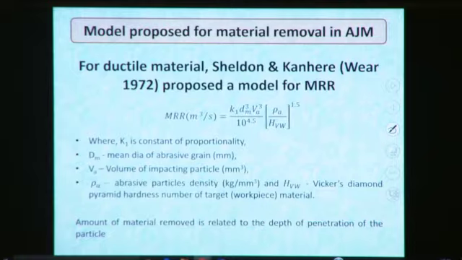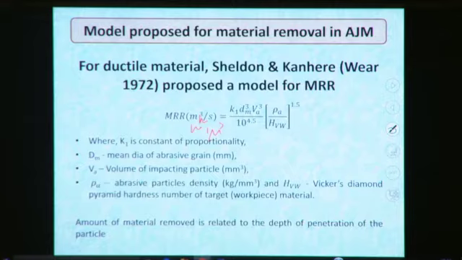For ductile material also, Sheldon and Kanhare proposed a model for calculating the material removal rate. It was published in WEAR in 1972. Here the material removal rate is proposed in millimeter cube, it should be millimeter cube, so the material removal rate is in millimeter cube per second.